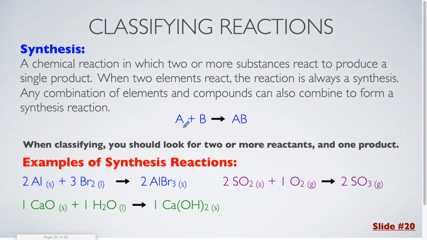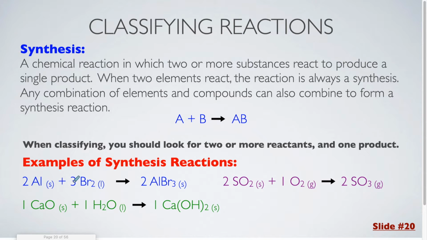Here we have a generic version of what this reaction would look like. You have A plus B yielding a single product, AB. When you're classifying a chemical reaction, you should look to see if there are multiple reactants and there is only one product. So I have a few examples of actual synthesis reactions down below.